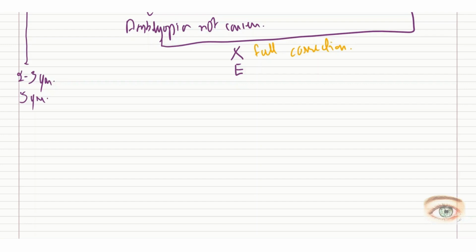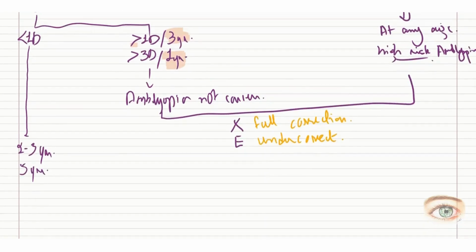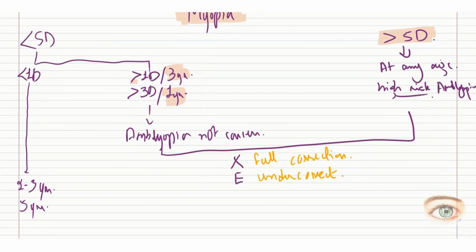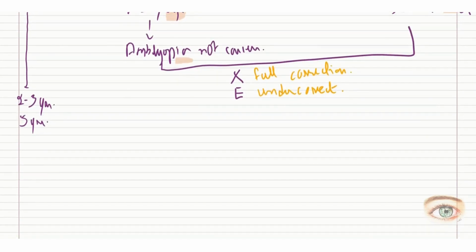What if the patient has an eso deviation? We are going to keep the patient undercorrected. It is because myopes are already good at seeing near objects. Giving a full correction will reduce their accommodative effort, which can exacerbate their eso deviation. And this prescription applies whether the patient has amblyopia or does not have amblyopia. We will follow these rules, right?